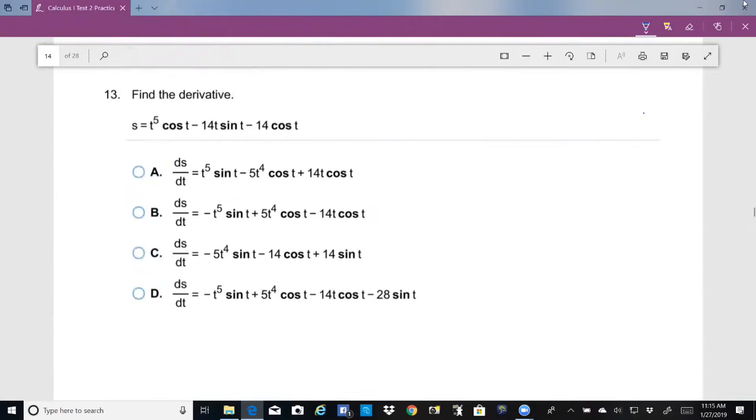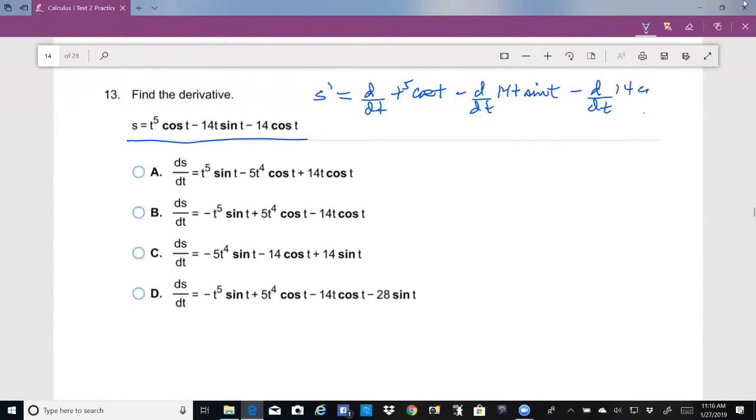Problem 13, we want to find the derivative of this function, which is trigonometric and also has t to the fifth and 14t and a 14 constant in it. We need to calculate the derivative. And so we will write this down as s prime is equal to d/dt of t to the fifth cosine of t, minus d/dt of 14t sine of t, minus d/dt of 14 cosine of t. So we'll use the product rule.